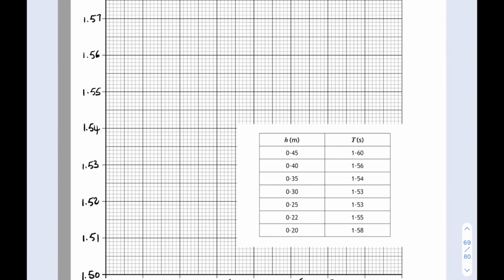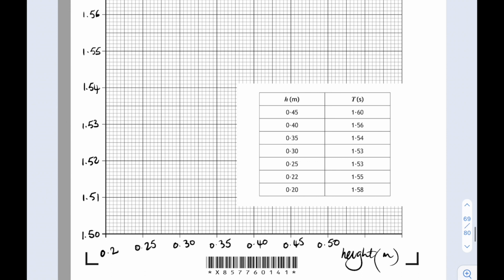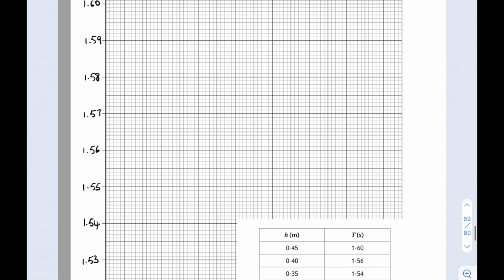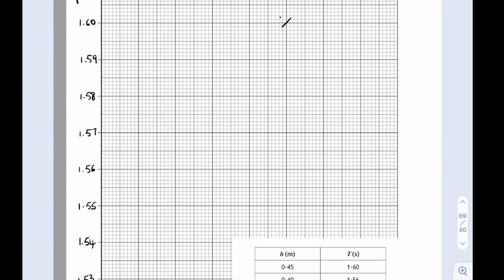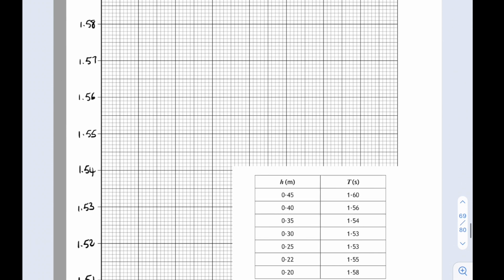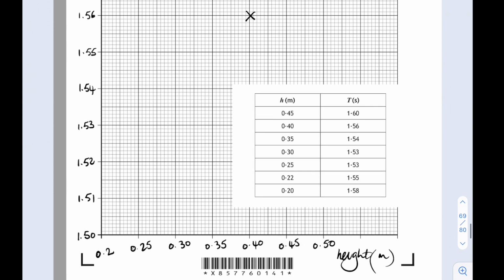And then I'll plot my points. First point is when the height was 0.45, the period was 1.6. Okay, height 0.45, and then look up to 1.6, and there it's there. Then my next point is 0.4 and 1.56. 1.56 is there. 0.35 and 1.54.